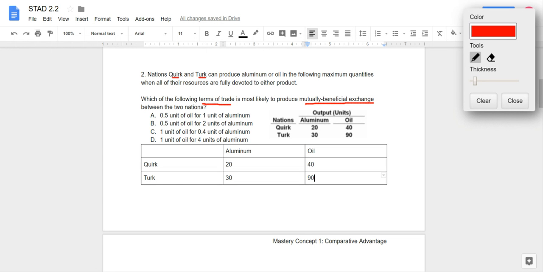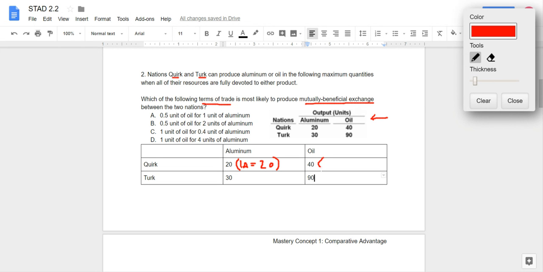Okay, so I went ahead and took this chart and put it down here so I have a little more room to work with. So I've got Quirk, Turk, aluminum, oil, and then my extremes. I'm going to start figuring these out. My first is going to be 1 aluminum equals, and this is output, it tells me up here it's output. So I take the other output over, 40 over 20, or 2 oil. 1 aluminum is going to equal 2 oil.